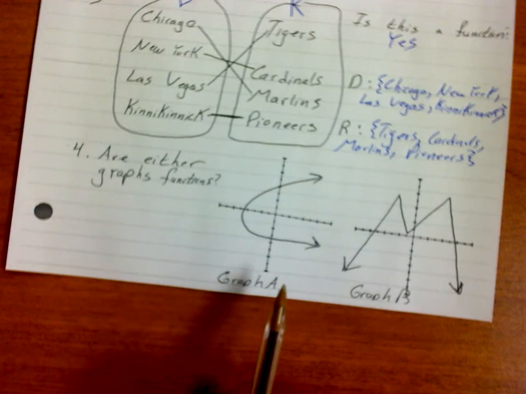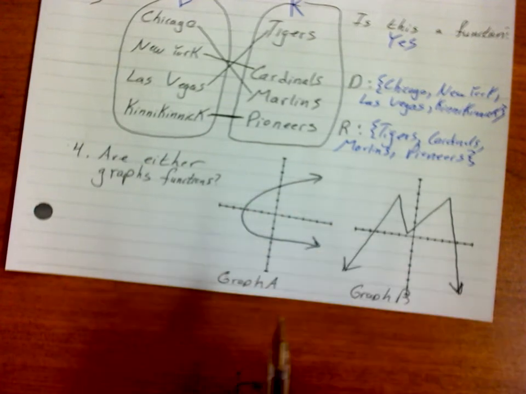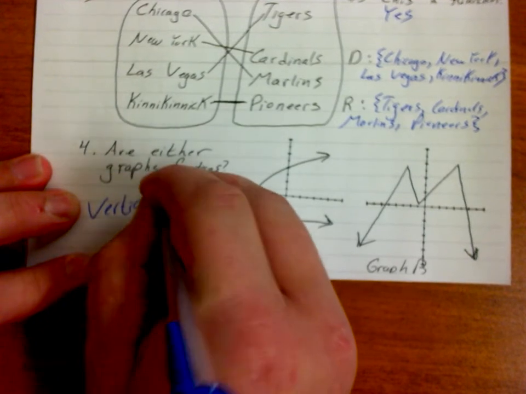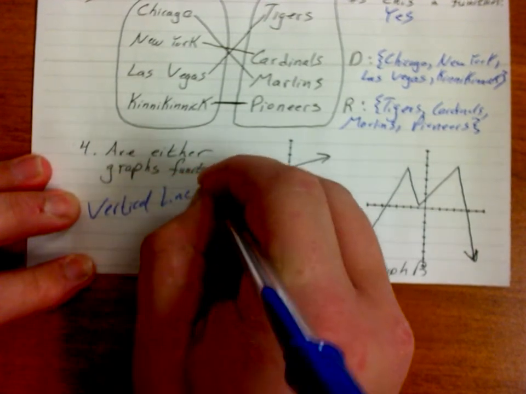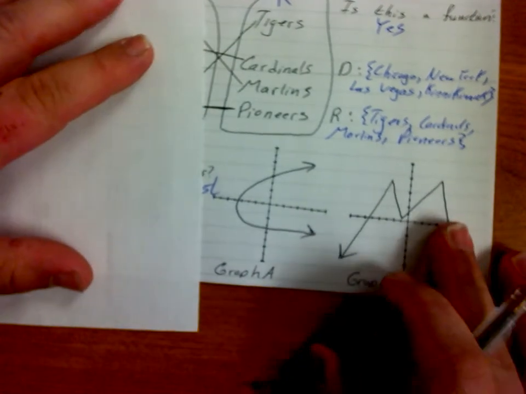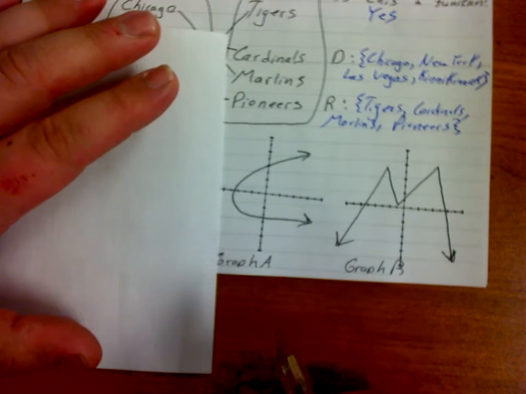Are either of these graphs functions? Now we don't have individual points here where we can see, can we draw a vertical line? But we still use the vertical line test. Okay? Still use the vertical line test. And remember, what that means is there anywhere on here, in this first graph, that I can draw a vertical line and hit more than one point?